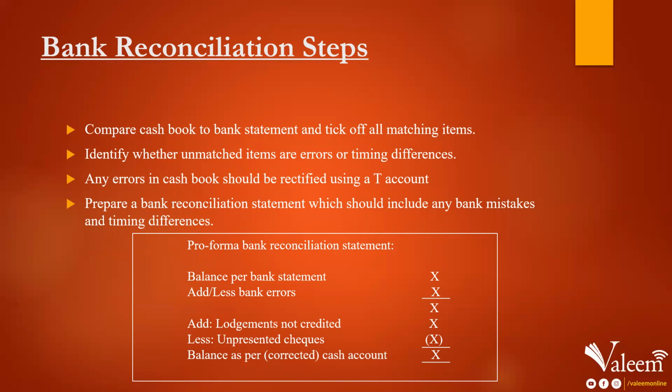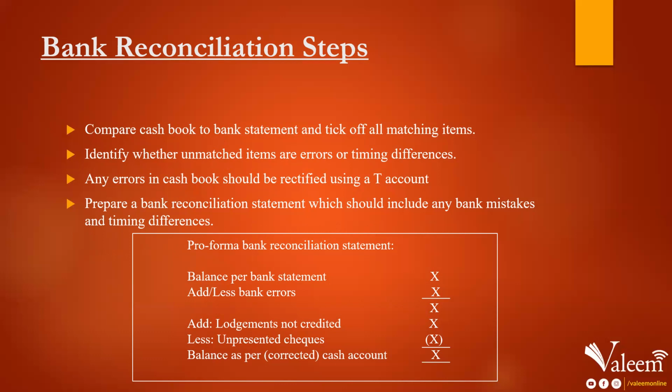Now, if these are errors in the cash book, we will rectify them using a T account. We will be looking at a question just shortly. So we will use a T account and use the appropriate debit or credit entries to rectify those errors. If there are errors in the bank statement, we will have to contact our bank and let them know that they will need to fix the error in the next month's bank statement. And if there is a timing difference and the bank mistakes, we will have to be preparing a bank reconciliation statement. We have a pro forma here.